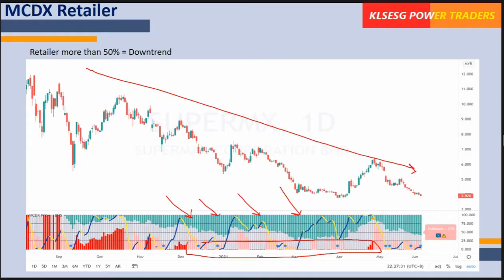So this MCDX is also a very easy indicator to see. Just one look at it, then you know whether the price can go up or not, or whether it goes down, right? Just by looking at the green color and the red color, you will know. One look, you know whether this one has a banker or not. Very easy to see, all right?